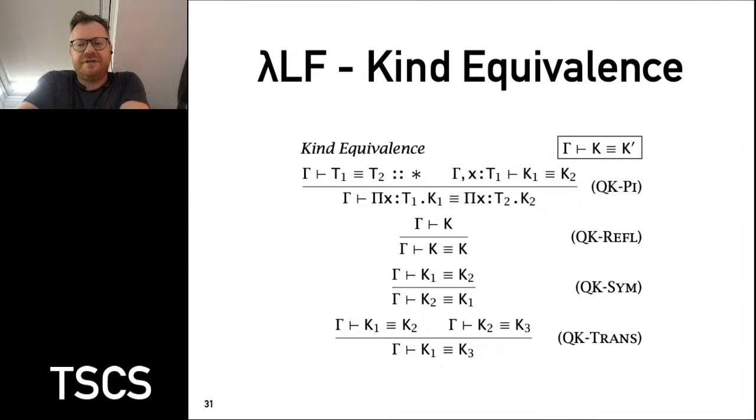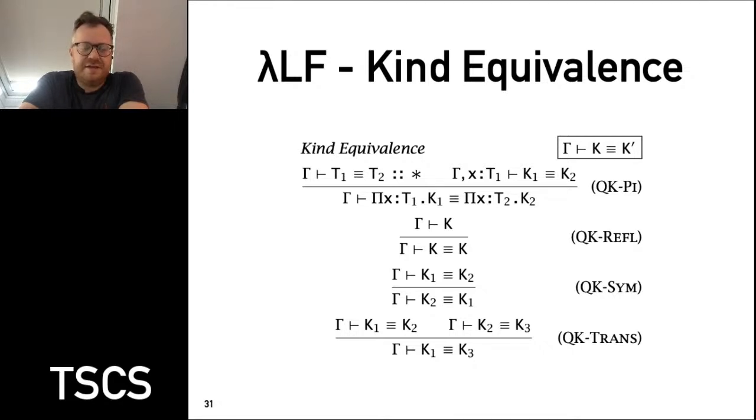So kind equivalence here for pi types works like this. If T1 and T2 are considered to be equal and to be proper typed, so the star kind, and if under the assumptions of gamma and that x is of type T1, which is equivalent to type T2, remember, then we can assume that kind 1 is equivalent to kind 2. And now what is kind 2? That is coming from the conclusion.